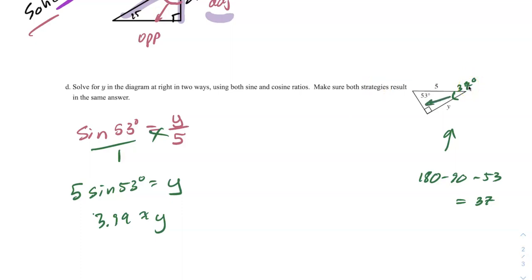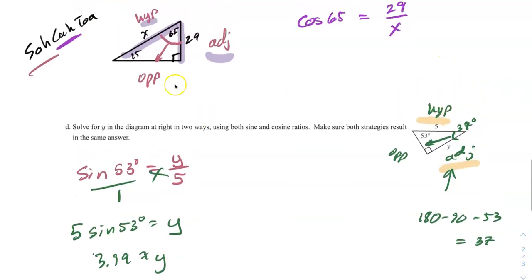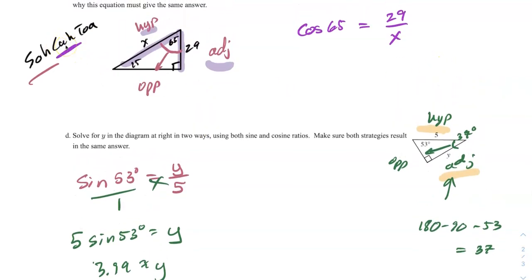Now, if that's my angle, all the sides change, right? Well, most of them. This is opposite now. This is adjacent. And this is hypotenuse. So in this case, we have adjacent and hypotenuse, A and H. Adjacent over hypotenuse is cosine. So let's set up a cosine equation. Cosine of 37, the angle I'm using, is equal to A over H: adjacent, y, over hypotenuse, 5.